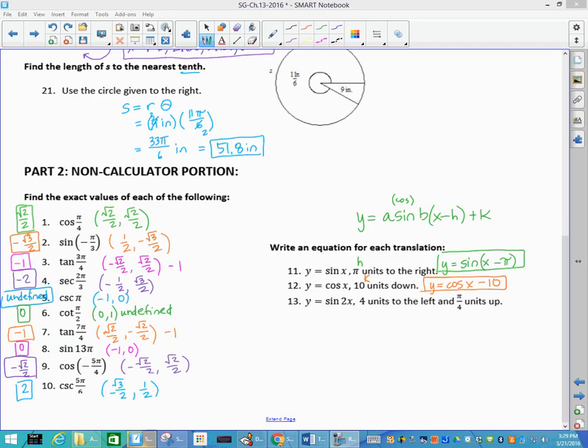Okay, and the last one here, y equals the sine of 2x, 4 units to the left, pi over 4 units up. So this is my h, and this is my k. But keep in mind that when you have that in there, that 2 is outside, so it must be outside your parentheses. Sine of 2 times x, to the left means it's the opposite: x plus 4, and then plus pi over 4. So that's pretty straightforward.